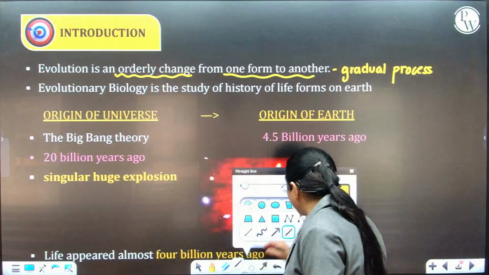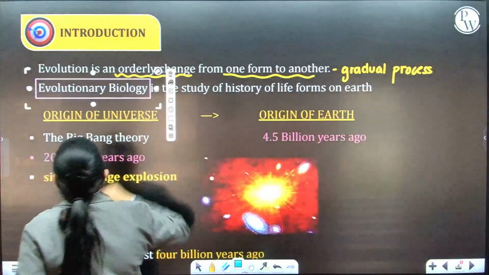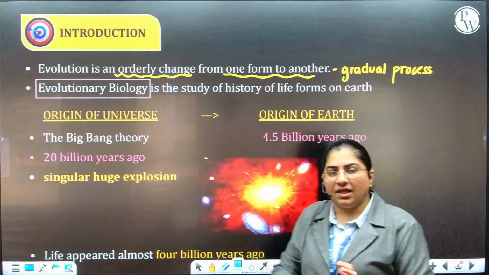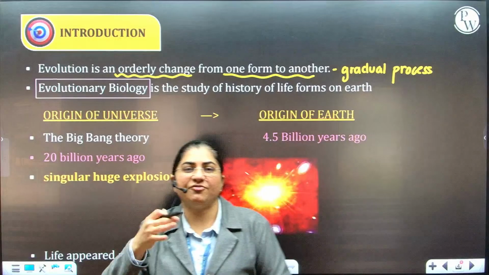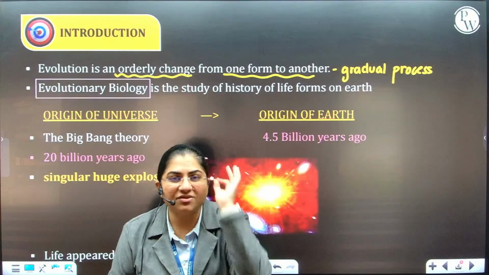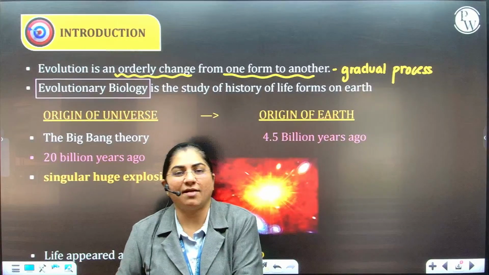Now, there's a term which can come in our exams, which is important, called evolutionary biology. So, what is this evolutionary biology? It is the study of the history of life forms on Earth, that is, how different life forms existed on Earth. This is the very first statement of our NCERT textbook of the chapter evolution.